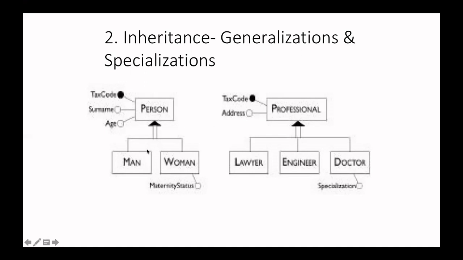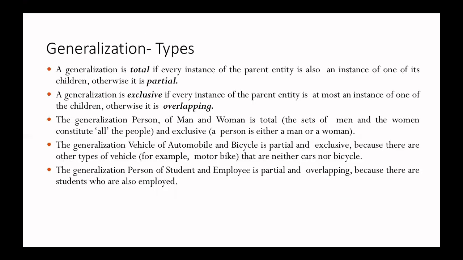This is a graphical presentation of specialization and generalization. Generalization types. A generalization is total if every instance of the parent entity is also an instance of one of its children. Otherwise, it is partial. A generalization is exclusive if every instance of the parent entity is at most an instance of one of the children. Otherwise, it is overlapping.